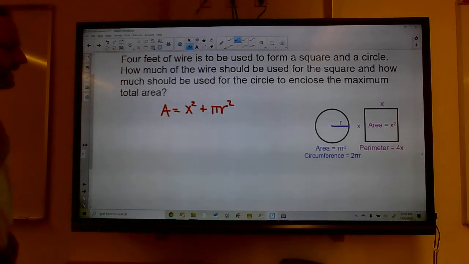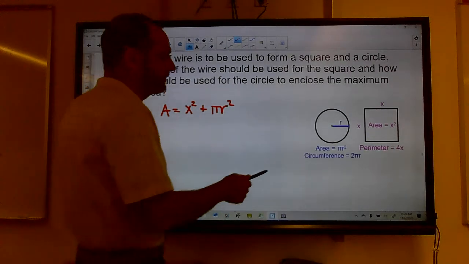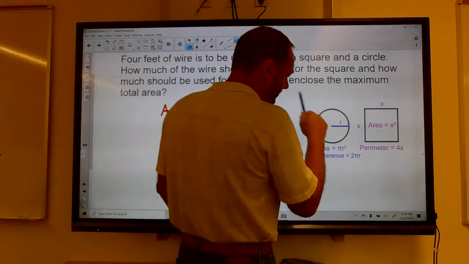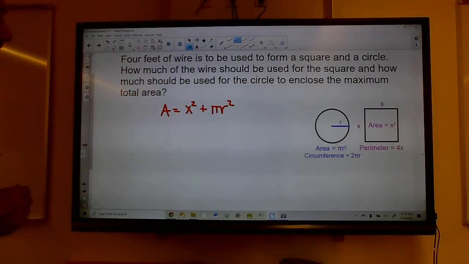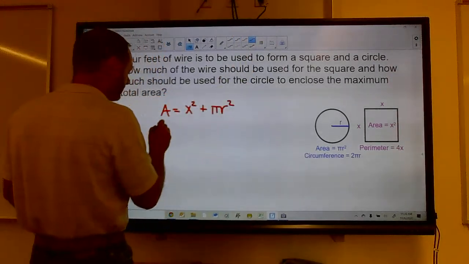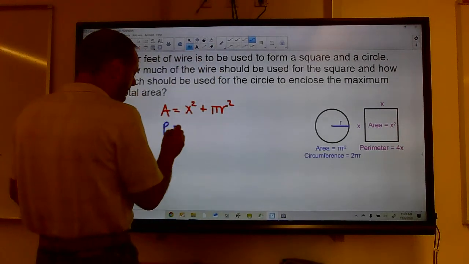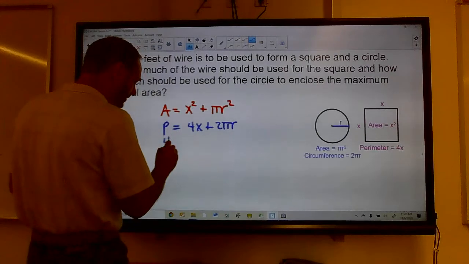Now I've got two variables here. I've got x and r. I have to find some other way to get rid of one of those variables. It's going to be the r that we're going to get rid of. Okay. So here's what I do know. If I know that a circle has a radius of r, I know the circumference is 2 pi r, and I know that the perimeter of a square with a side of x is 4x. And I know that I only have 4 feet of wire. So I know that I can write another equation, a perimeter. The perimeter is going to be 4x plus 2 pi r, and I know that perimeter is going to be 4.